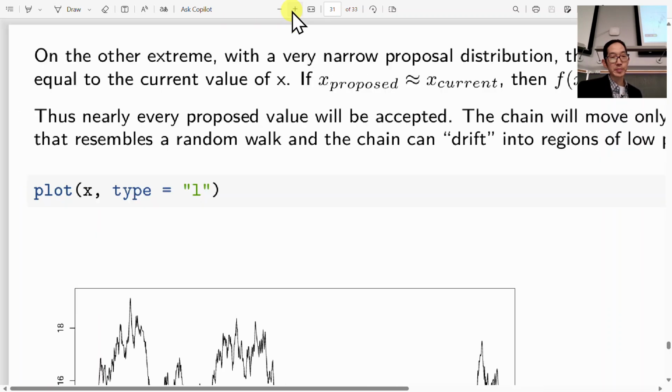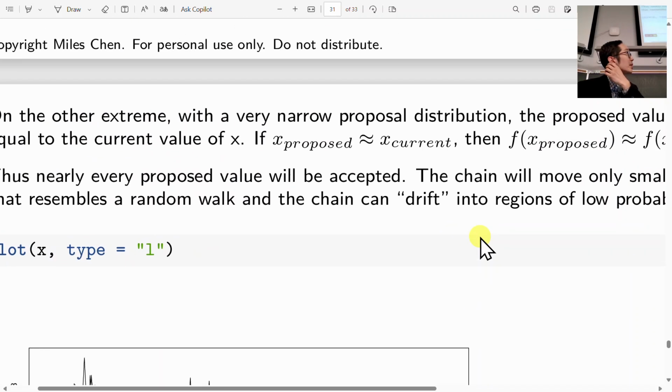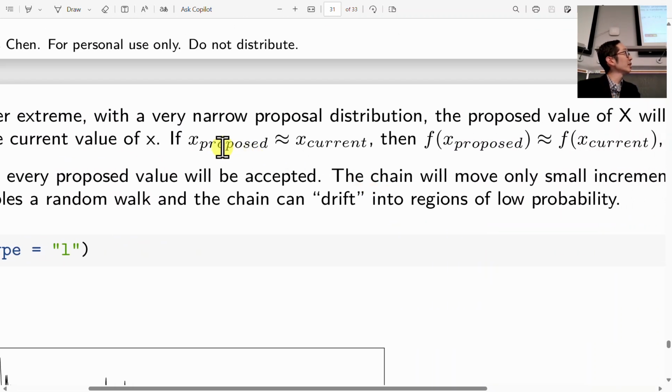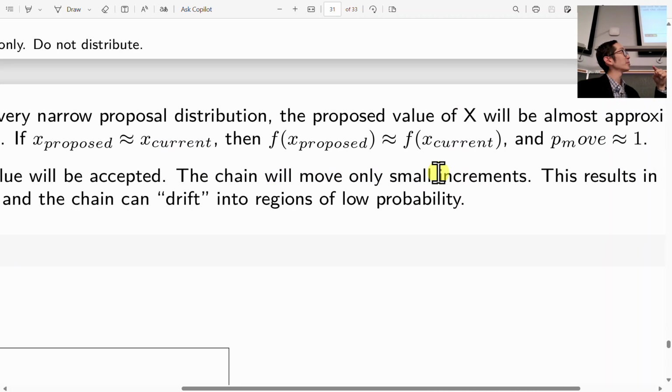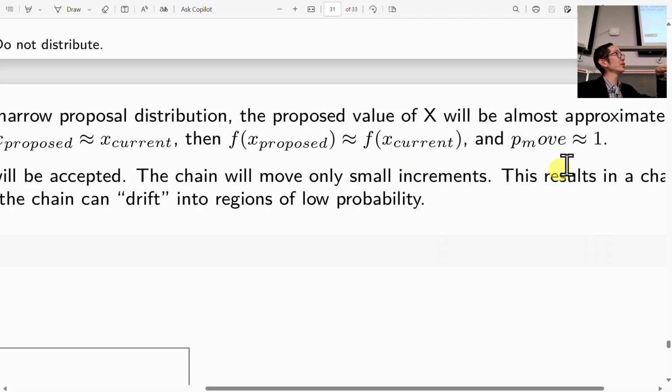What happens here? If you think about my proposed location, it's really close to my current location because I'm only going to deviate from it by plus or minus 0.5. So the probability of moving, remember, is f at the proposed location divided by f at the current location, and that ends up being close to 1.